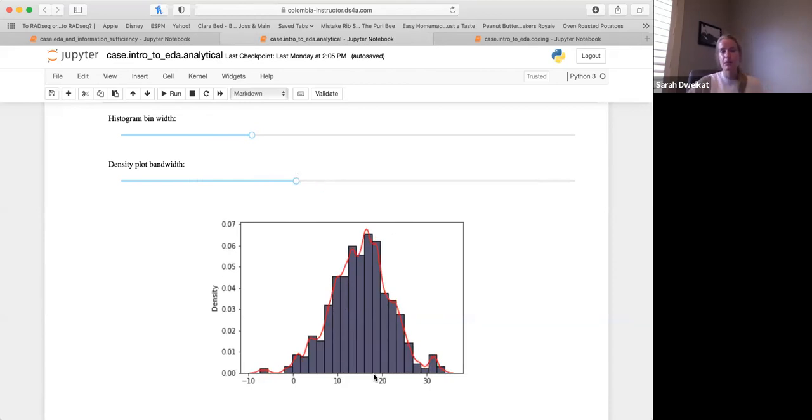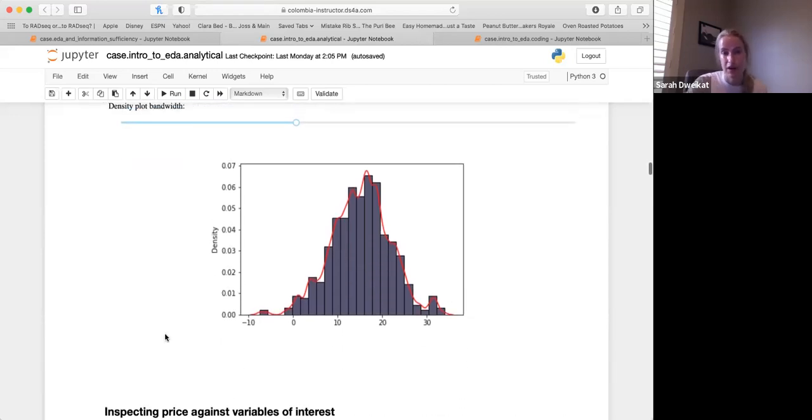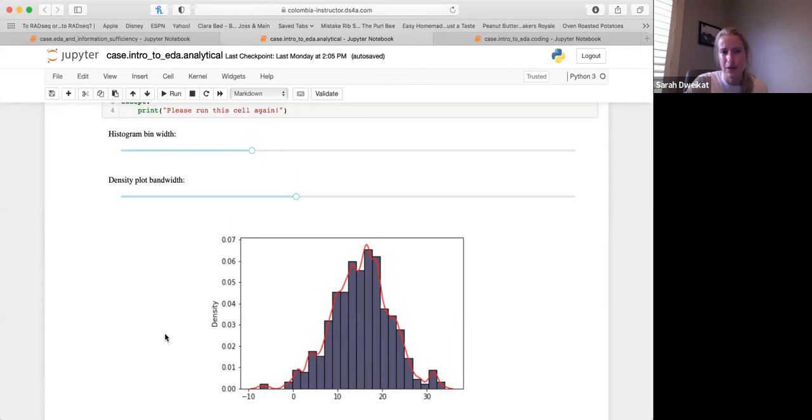So basically the point of this is that a density plot is like a smoother version of a histogram. That's what we'll be talking about with some of these plots that we're going to show. You can play with this to smooth your histogram a bit more, and also to figure out how a density plot is related to your histogram width.